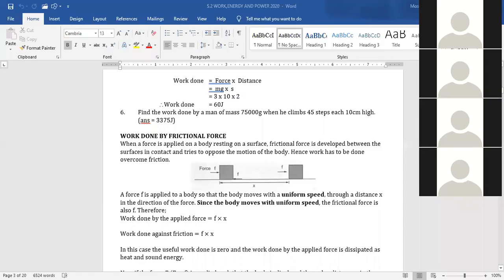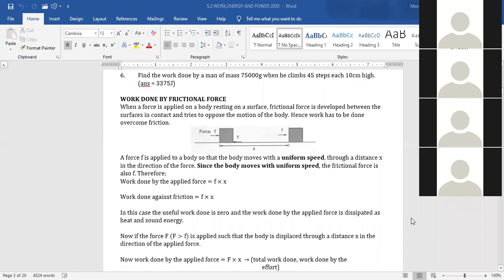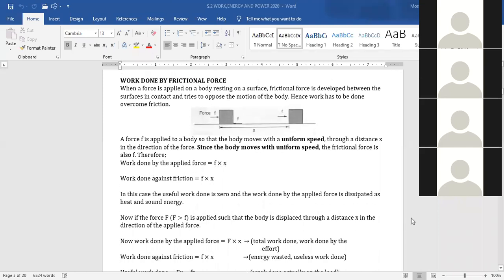We had started on work, power, and energy, and I think we had gone through some small exercises as far as work is concerned. And I think we want to progress. There's a document I want us to share. So I think we are done up to number 6. We are looking at work done by friction force.